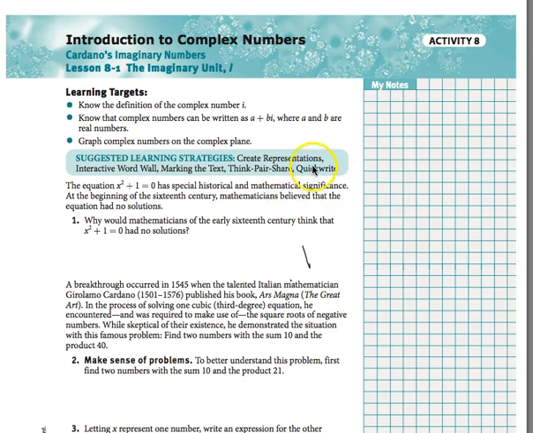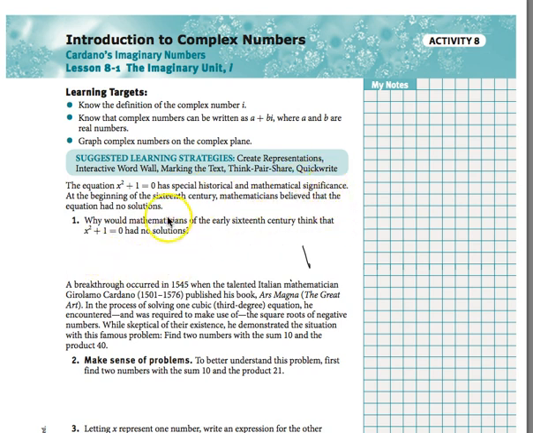Okay, so today we are going to look at lesson 8.1. We're talking about the imaginary unit i. So it starts off here with the equation x squared plus 1 equals 0 and telling us that it's a pretty special equation. And at first, a long time ago, the earlier mathematicians thought that this equation had no solutions.